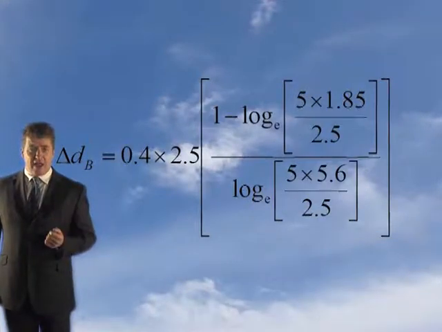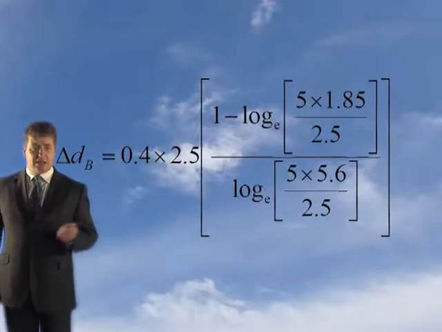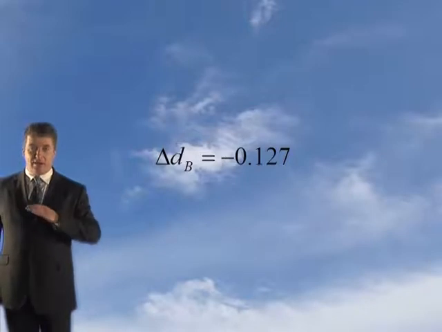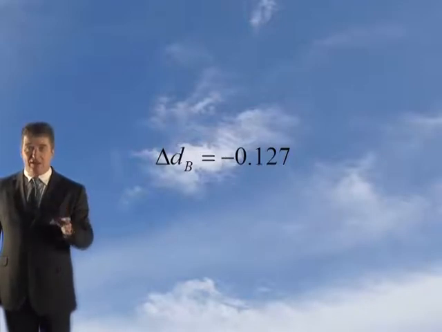Now, putting in your known variables, you should have got a delta dB of minus 0.127. This is a minus number, which means it's out of the scope of this formula. In other words, if you get a minus number, you can actually treat it as being 0.